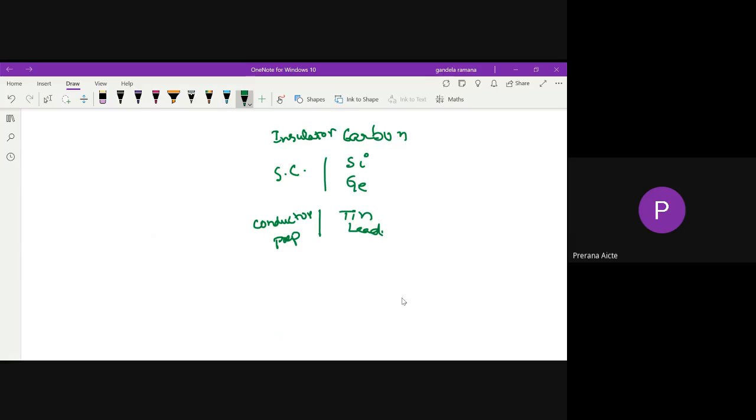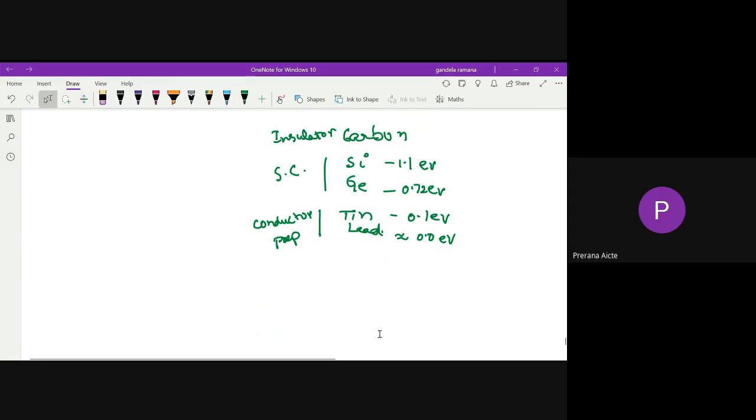So in this carbon, the energy gap required is 6 electron volts. It acts as an insulator. It requires 6 electron volts. Silicon requires 1.1 electron volts, and germanium requires 0.72 electron volts. Tin and lead require about 0.1 electron volts. It will be very small, so it becomes a free electron. Very little energy is required.